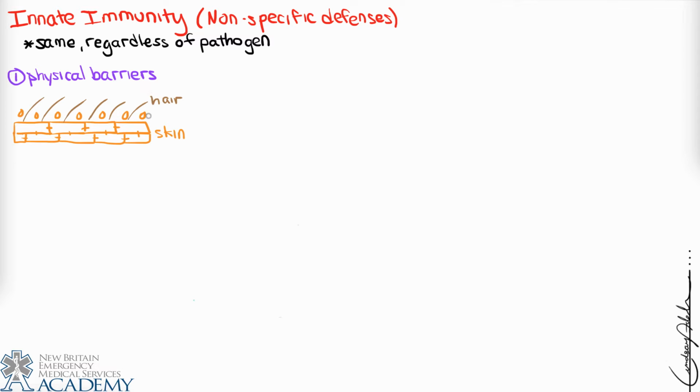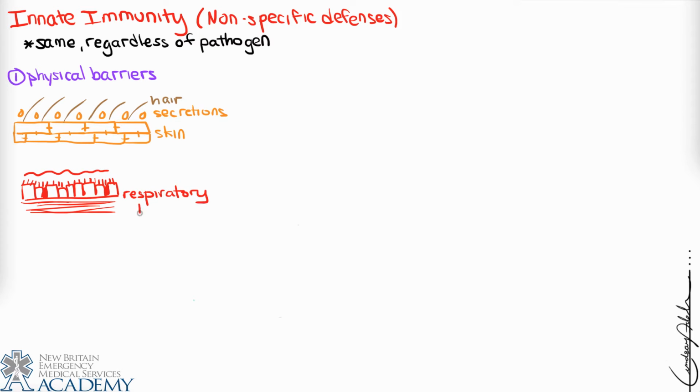In addition, there are secretions of sweat and oil, and sometimes the secretions can be acidic in nature, so it prevents any sort of pathogen from being able to stay connected to the skin. And the hair also prevents insects and other materials from contacting the surface.